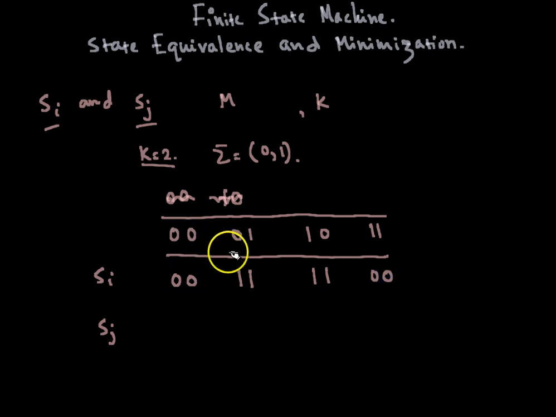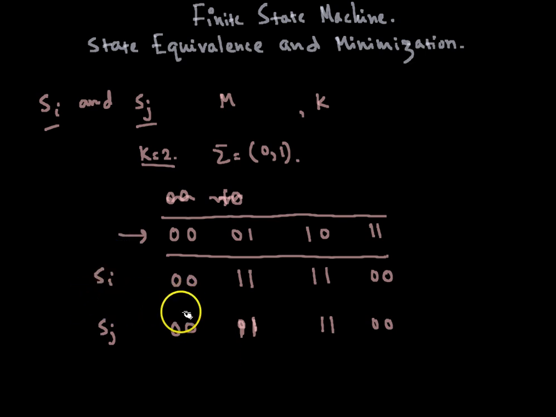Now for input string of length 2, if the initial state is Sj of the machine, and we are getting the same output sequence for the corresponding input sequence as we supplied earlier. This is 1 1, the same output sequence as we got earlier for Si. Then we say that Si and Sj are equivalent with each other, and they are said to be 2 equivalent because they are equivalent for input string of length 2 at maximum.